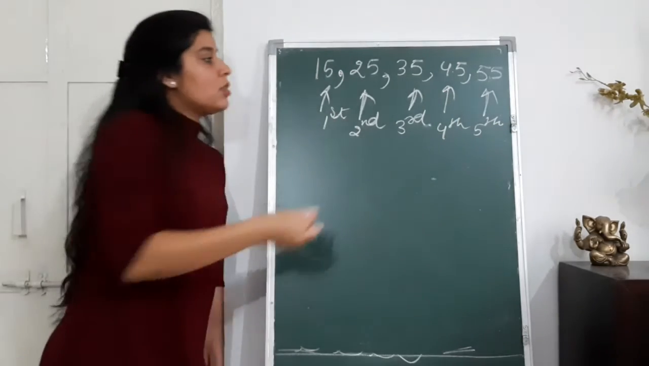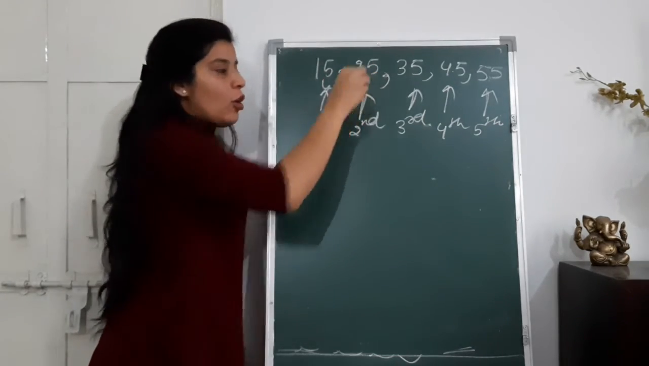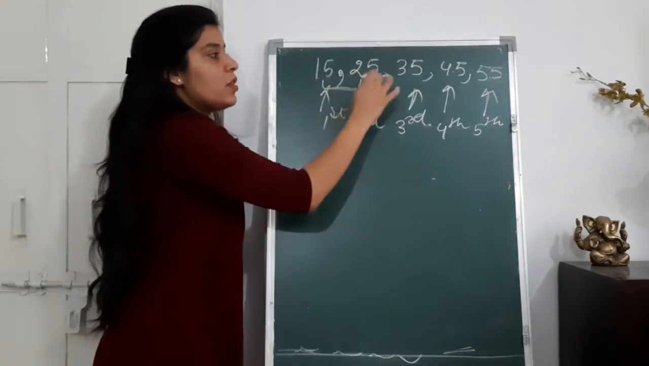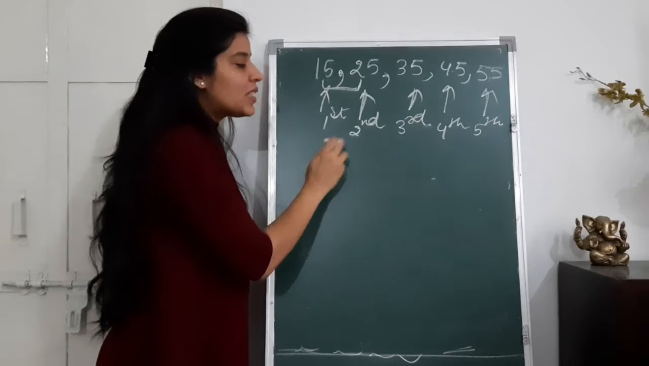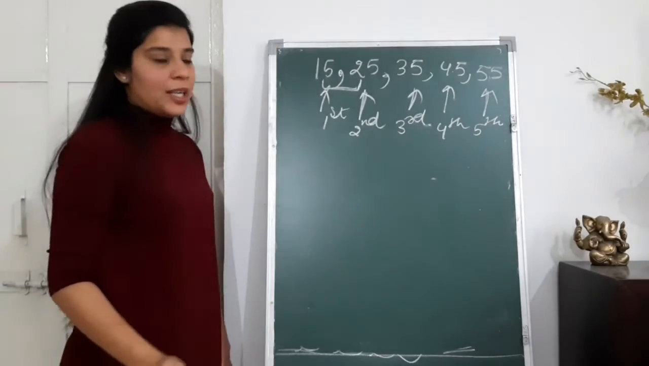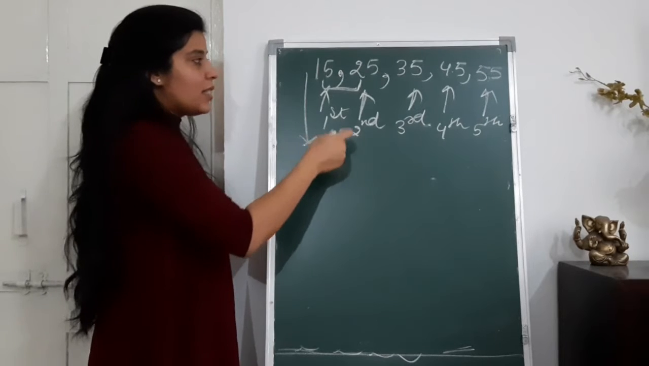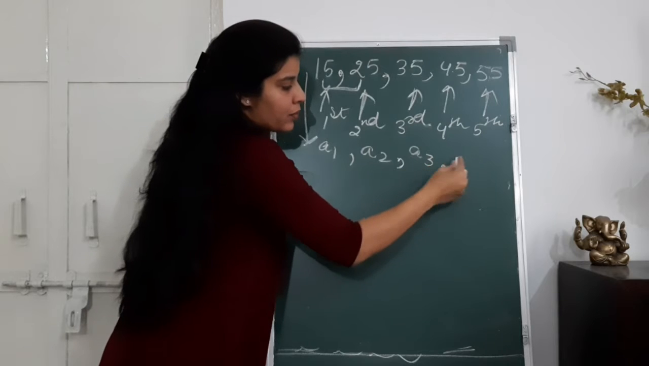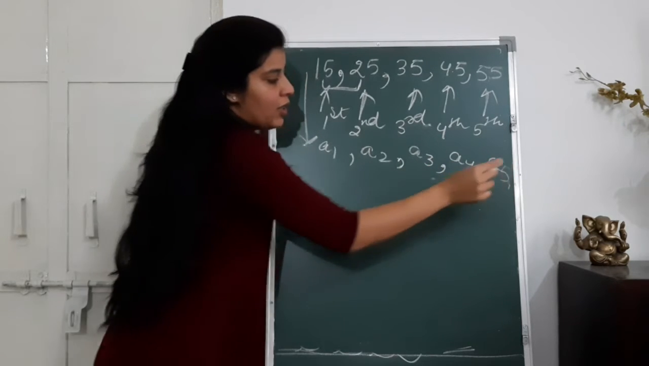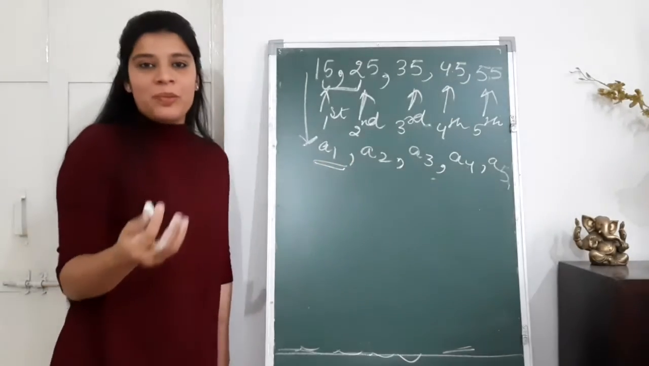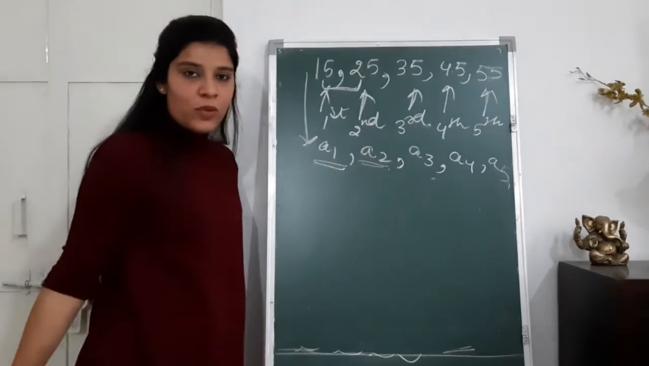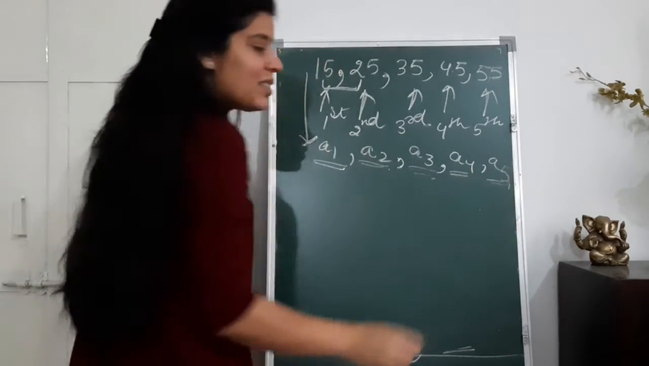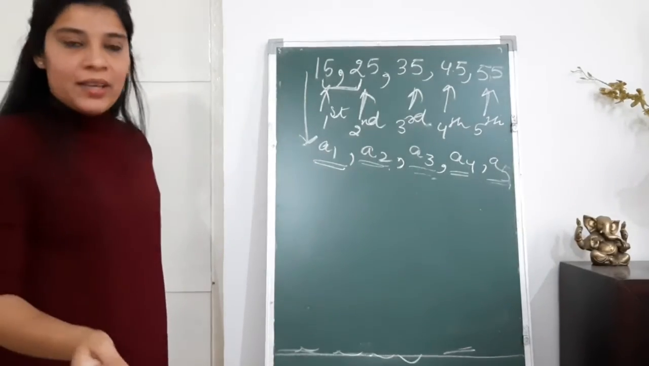The way we denote the common difference of the series, in a similar manner, we have to denote the terms of the series. You can't write first term, second term, third term, fourth term, fifth term all the time. Rather, it is denoted as A1, A2, A3, A4 and A5, where A1 means the first term of that list, A2 means the second term, A3 the third term, A4 the fourth term, and A5 the fifth term.